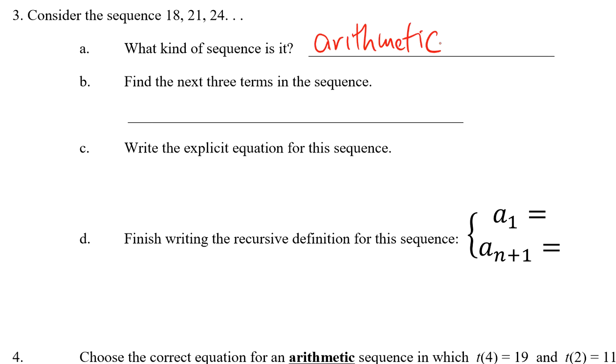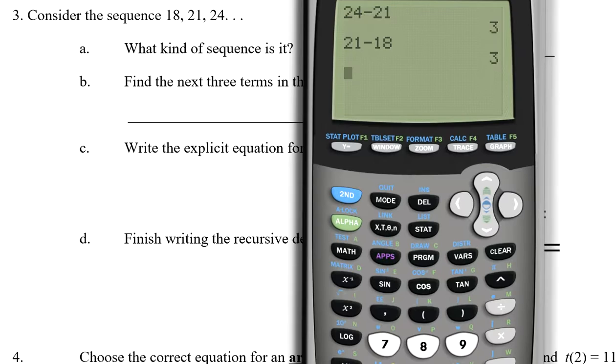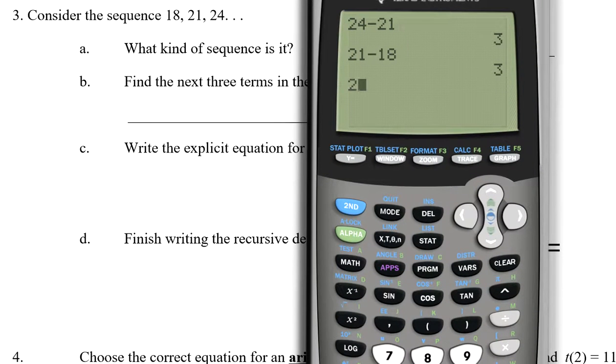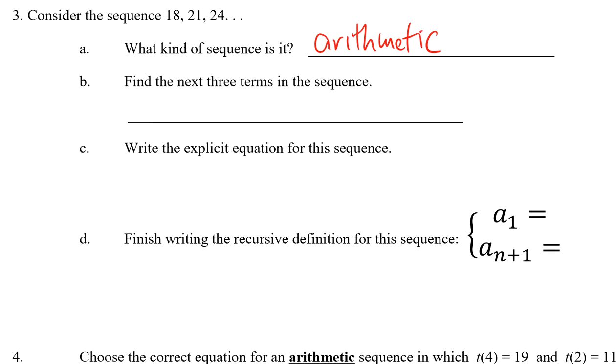It asks us to identify the next 3 terms in the sequence, and I can see the last one was 24. If I add 3 to that, I get the next. Add 3, I'm at 30. And then add 3 again, and I'm at 33. So I'm going to hit 27, 30, and then 33. And it continues.